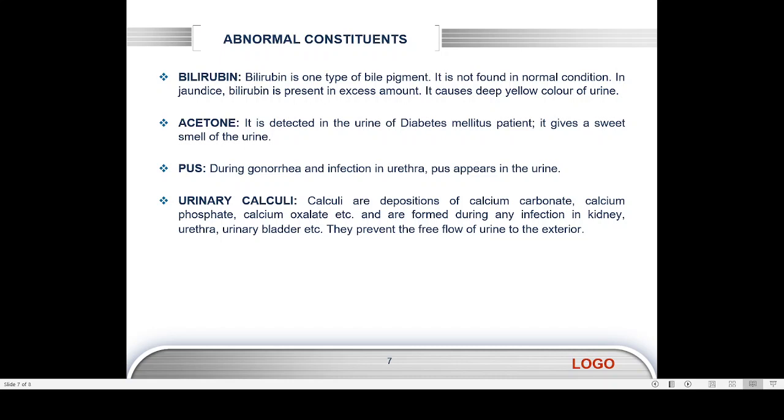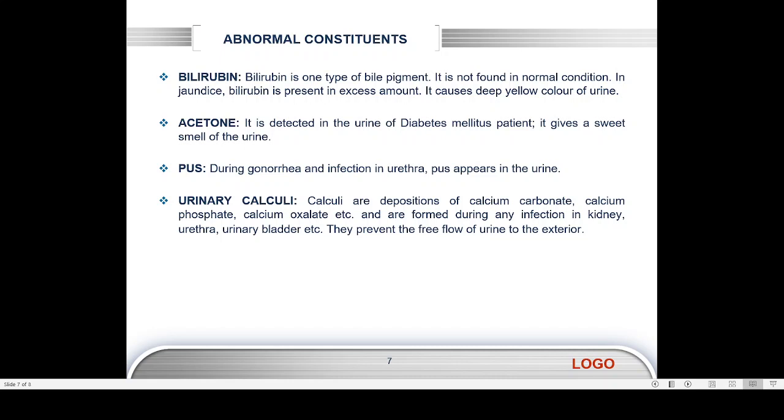Then there is a bacterial disease known as gonorrhea. It is not a common disease now, but during the time of the Second World War and First World War, gonorrhea used to be a common problem, and at that time there will be a presence of pus. Pus will appear in urine, and that is also an abnormal situation.